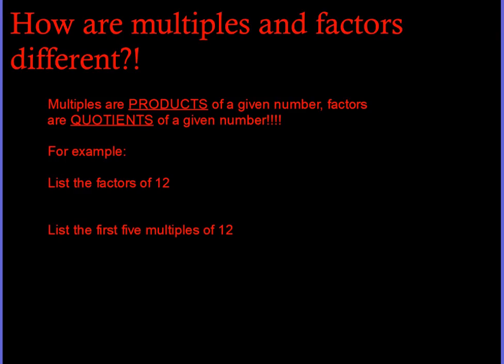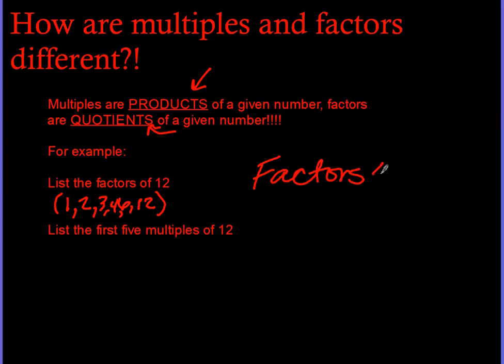All right, so how are multiples and factors different? Well, the big difference here is that multiples are products of a given number, while your factors are quotients of a given number. Factors are how you get a product. Multiples are the products that you get. For example, the factors of 12 are 1 and 12, 2 and 6, 3 and 4. Again, my factors are always going to be less than or equal to the given number.